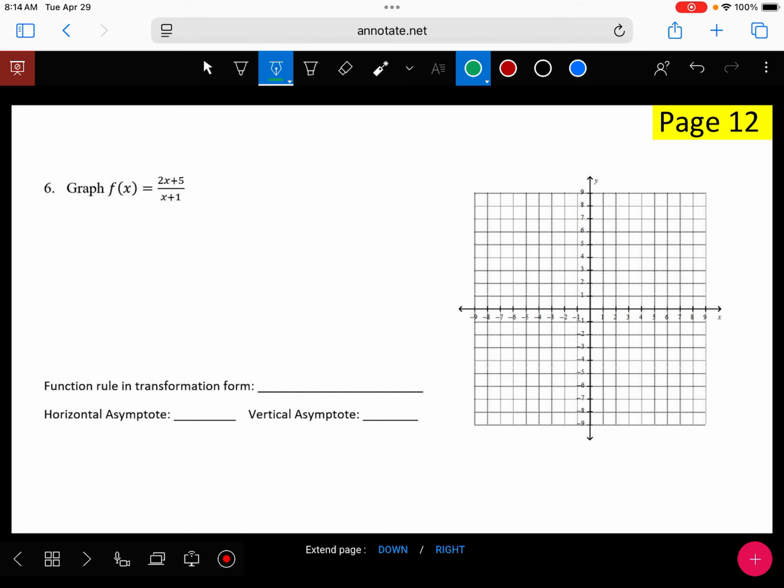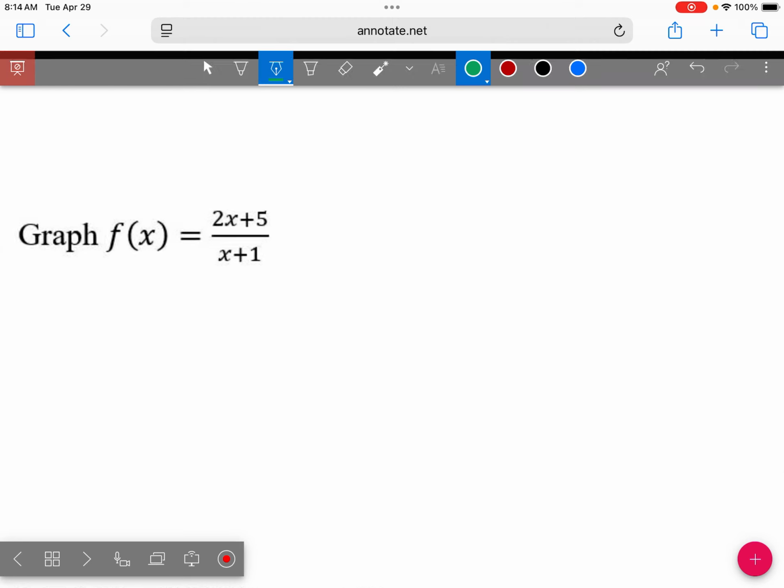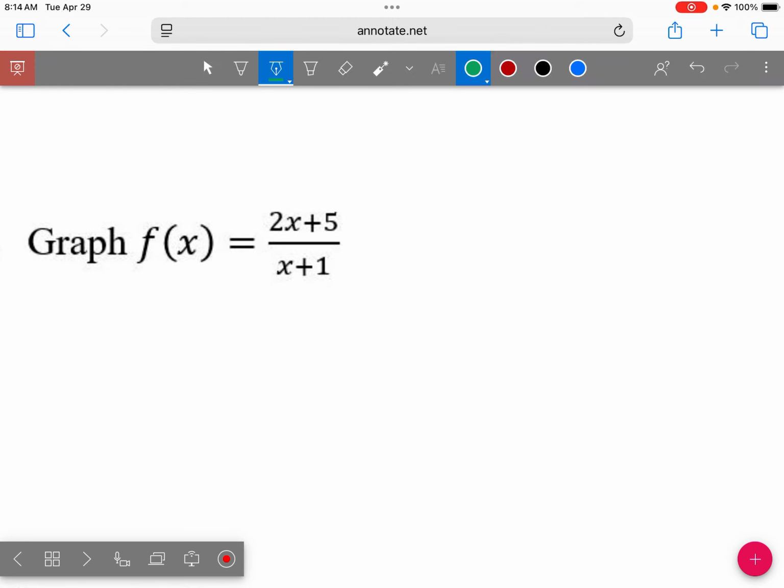Number 6, this equation is not written in transformation form because we have 2 terms upstairs instead of 1. So what we have to do is do long division in order to put this in transformation form. Now, we did talk about long division last semester, but I know you all probably don't remember it, so I'm going to remind you. So what you're going to do is you're going to take that x plus 1.